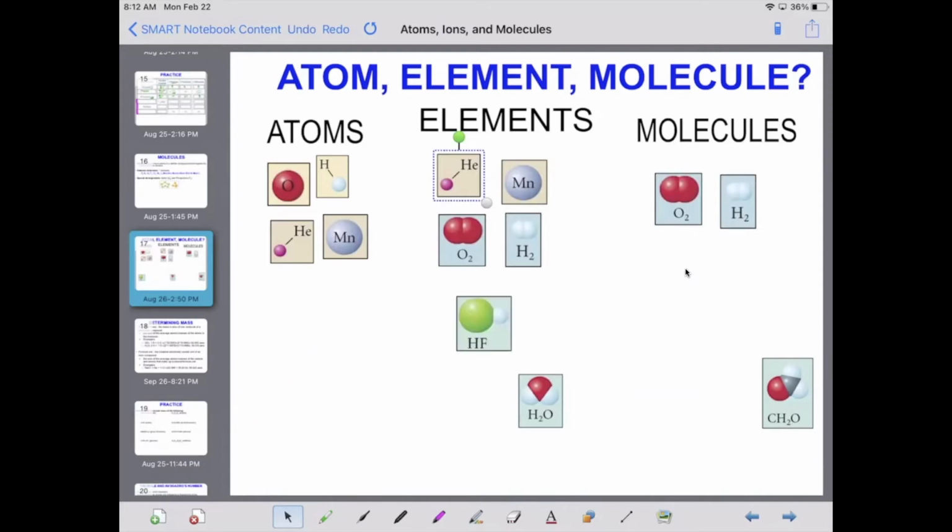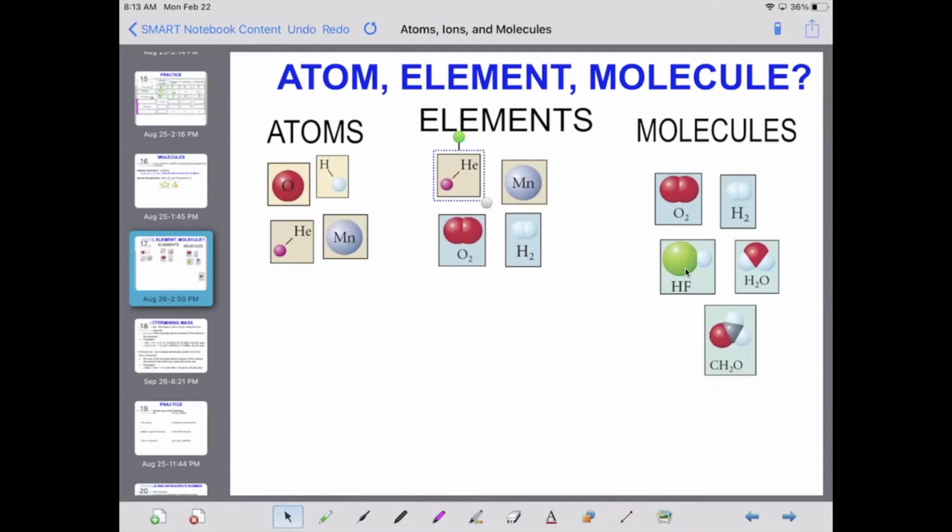HF is a molecule. Now, this is a different kind of molecule because it actually has 2 different types of atoms put together. That's why that's not an element. That's just a molecule because it's 2 different types of atoms put together. H2O or water is going to be an example of a molecule as well. We have 2 hydrogens attached to 1 oxygen, and we have CH2O, and that is also a molecule.